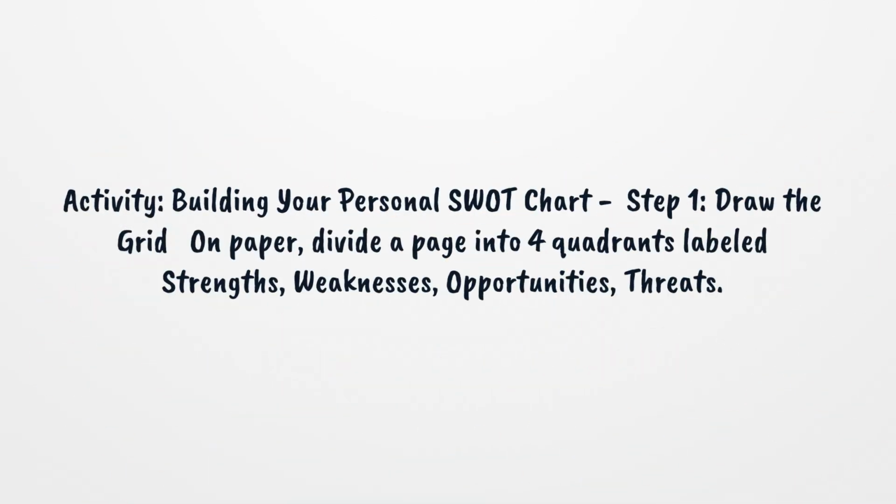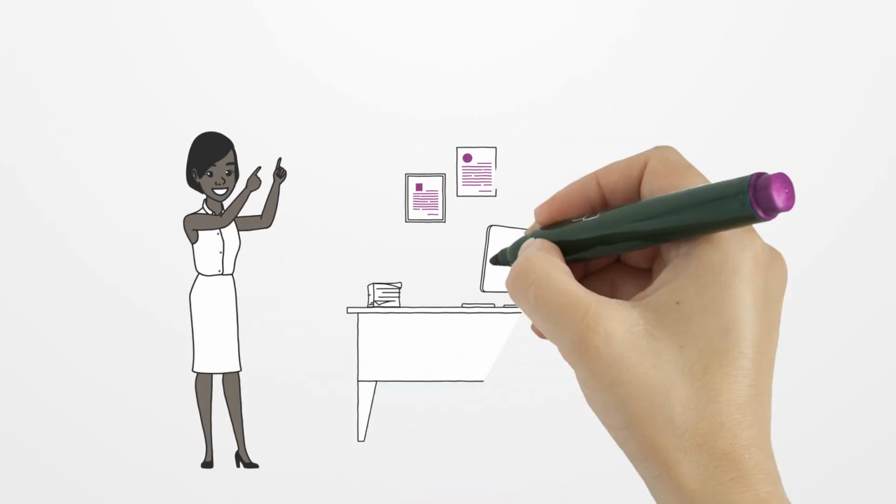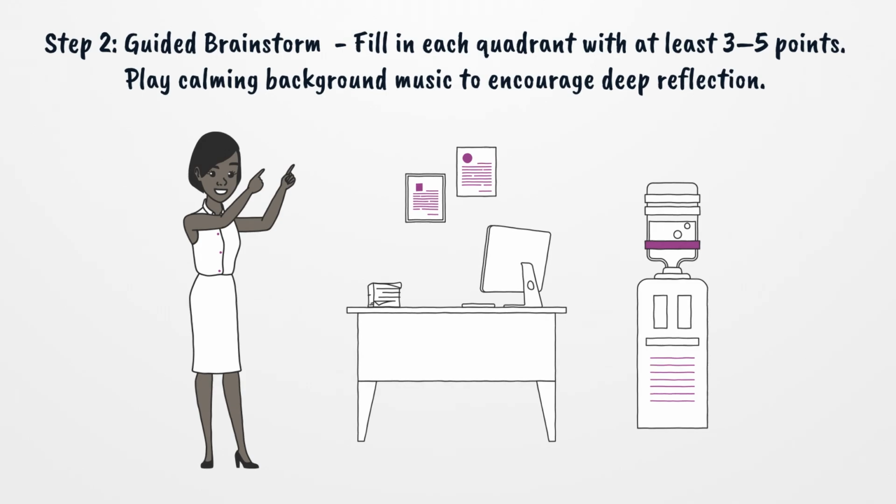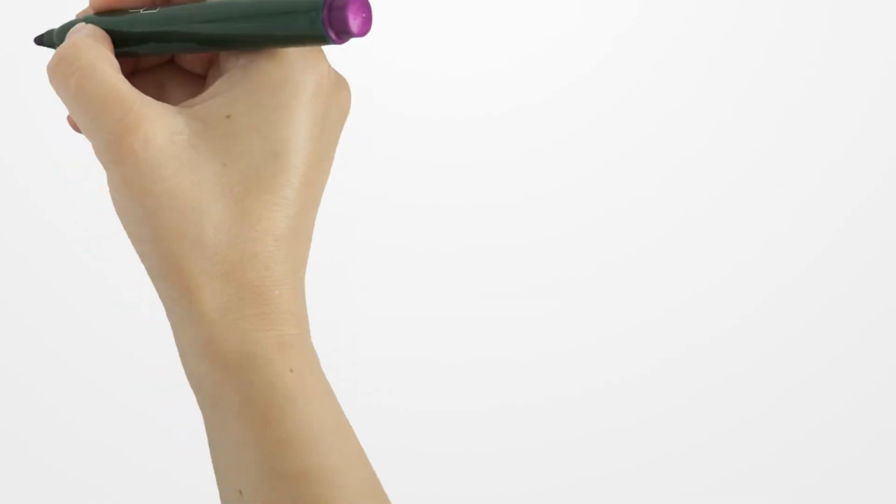Activity: building your personal SWOT chart. Step 1. Draw the grid. On paper, divide a page into 4 quadrants labeled strengths, weaknesses, opportunities, threats. Step 2. Guided brainstorm. Fill in each quadrant with at least 3 to 5 points. Play calming background music to encourage deep reflection.